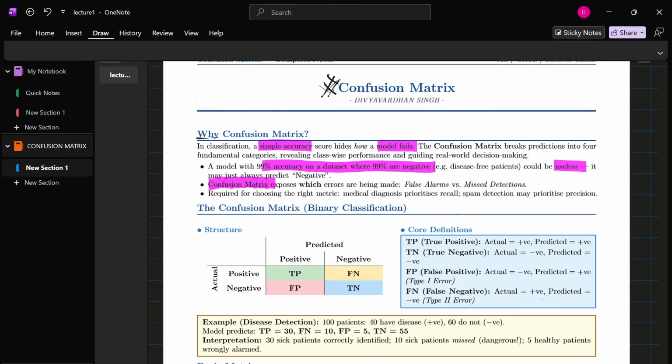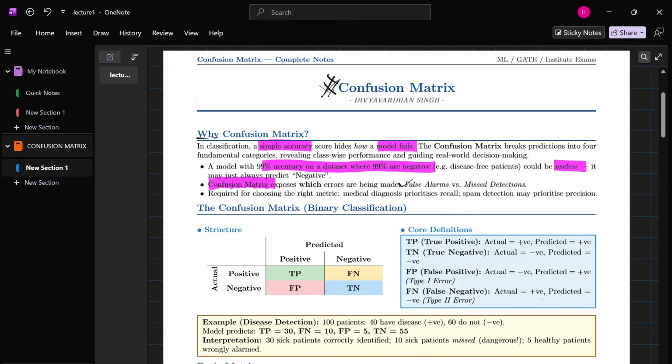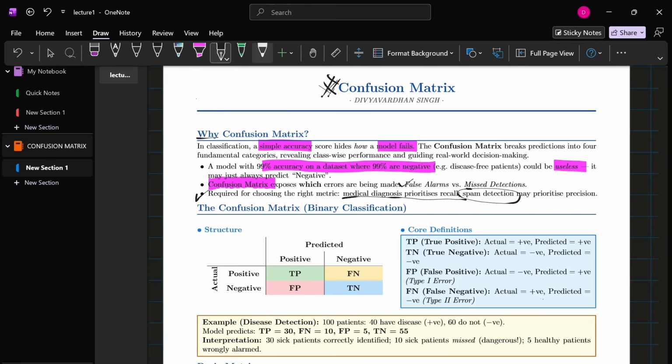It breaks down the predictions into four categories, showing us how many we got right, how many types of error there are, and what the false alarms are versus the missed detections. And depending on the problem, different errors have different costs. In medical diagnosis, missing a sick patient is far more dangerous than a false alarm. In spam filtering, it's the opposite. You don't want to block a real email. Okay, so let's now move to section 2.